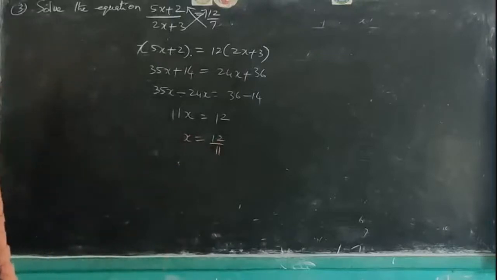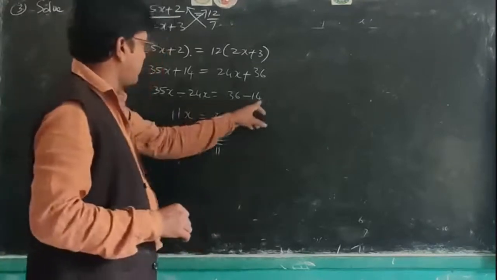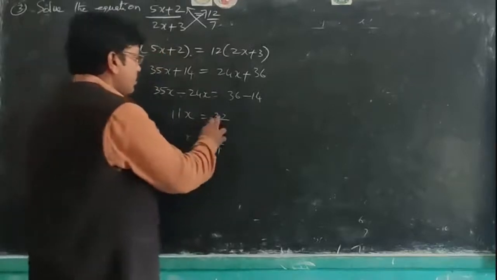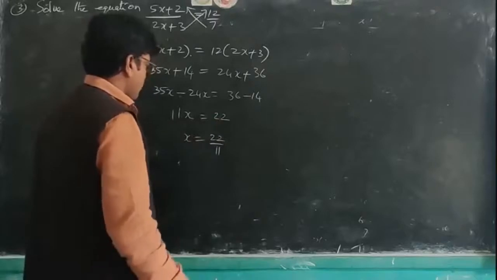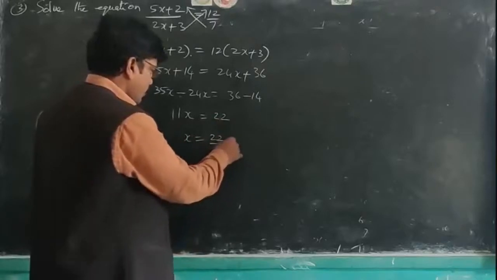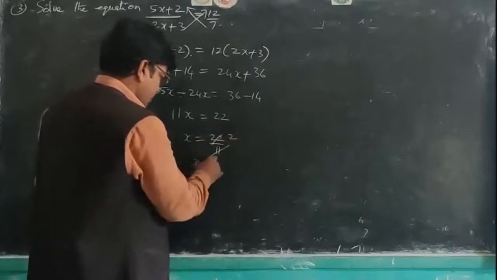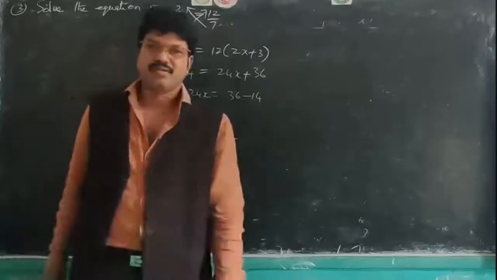Sorry, 11x equals 22. x equals 22 by 11. 2 times 11 is 22, so x equals 2.